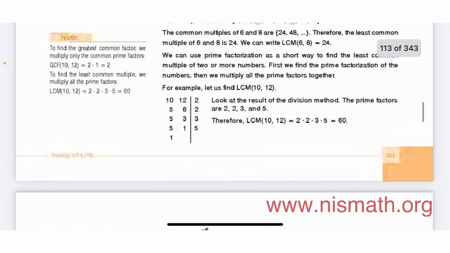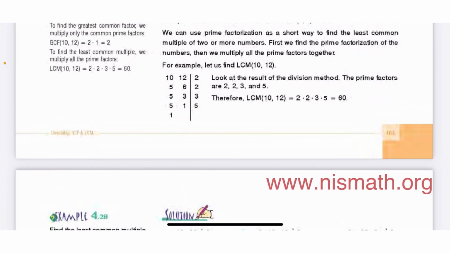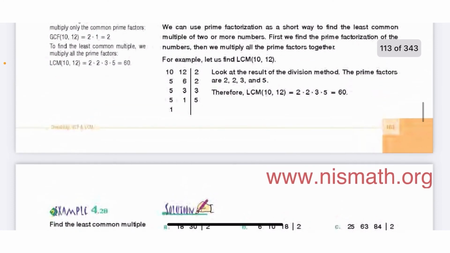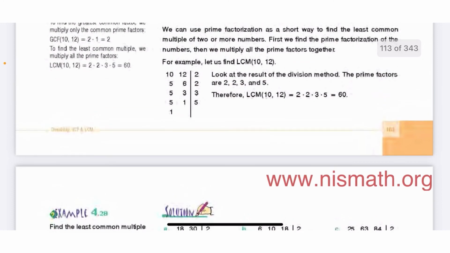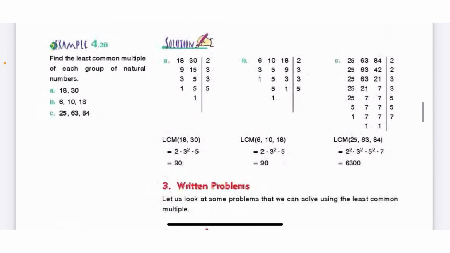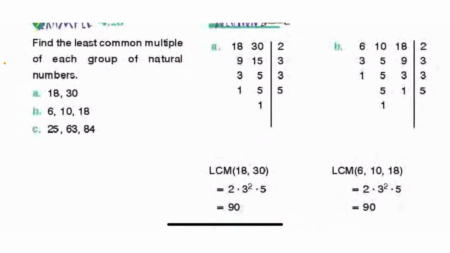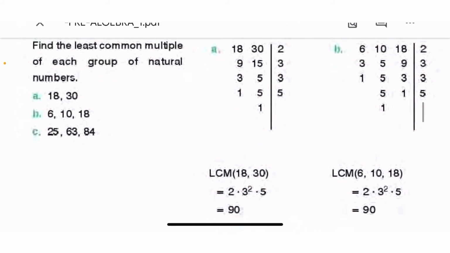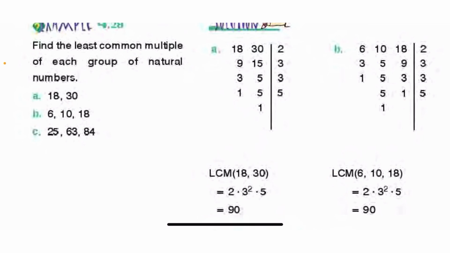The technique is the same. We factorize these numbers and circle the common factors. For example, we're finding here the LCM of 18 and 30. We did a factorization, and the LCM is 2 multiplied by 3 squared multiplied by 5, which equals 90.